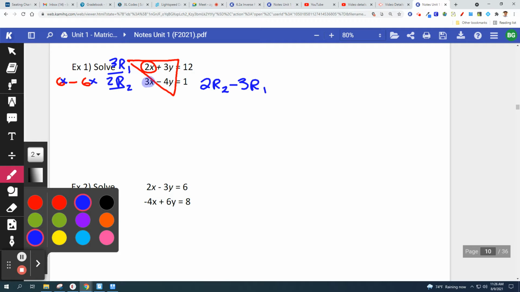That's my rule. And here's where a calculator might come in, especially one with parentheses would be really handy. I don't need to do anything to the top. So just kind of pull the top over. 2x plus 3y equals 12. It's the bottom equation that I want to change, and I want to change it according to this rule, 2r2 minus 3r1.